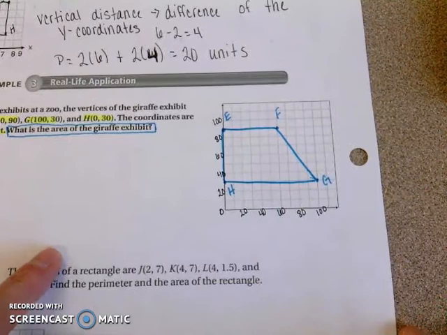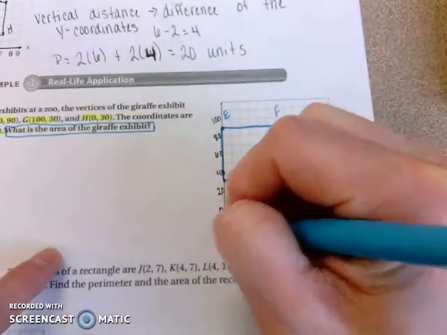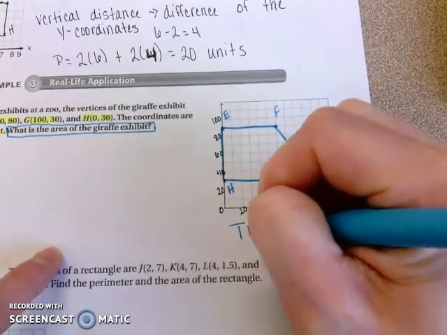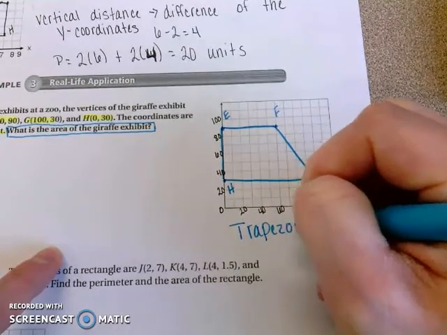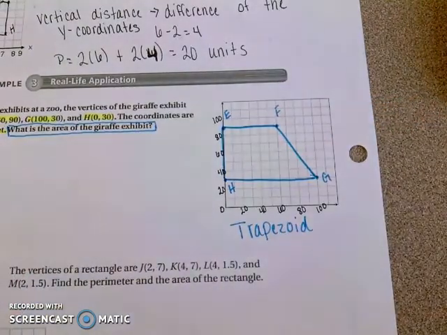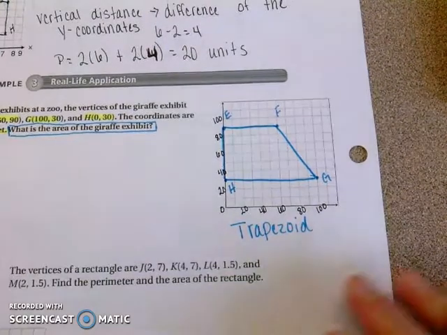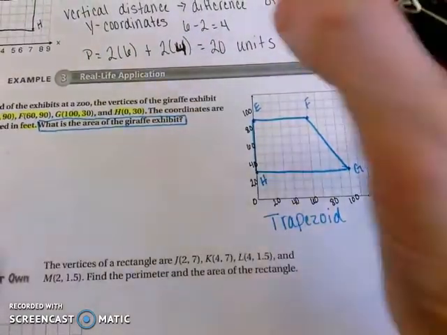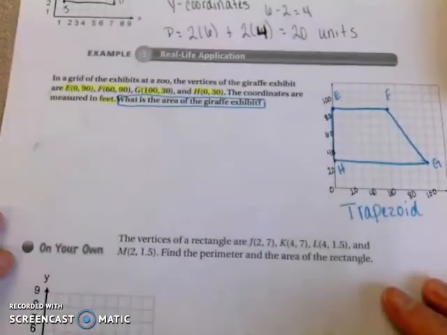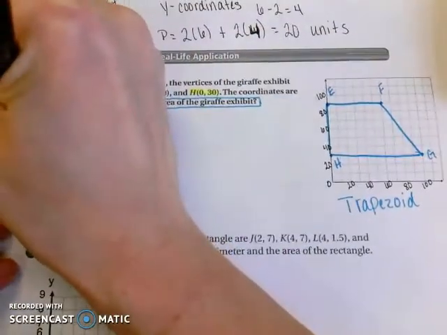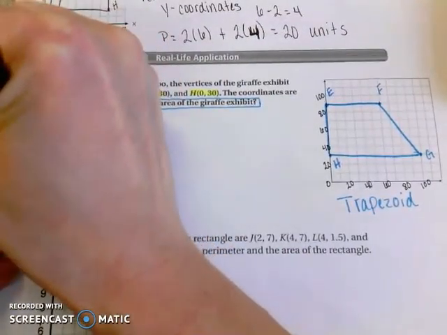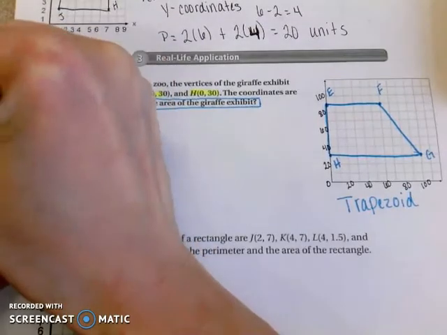So the shape we have here is a trapezoid. We only have one set of parallel sides with 2 different bases. So this is a trapezoid. So the dimensions that we need are the 2 bases and the height.